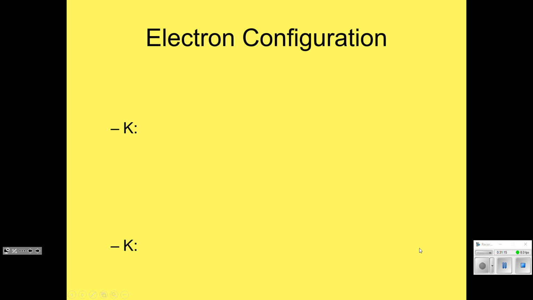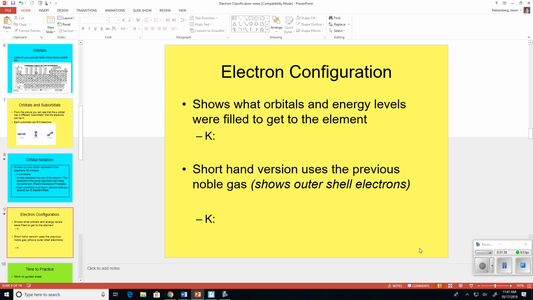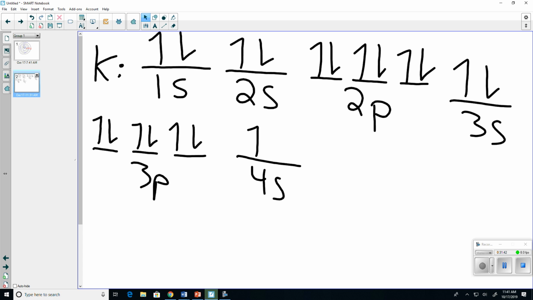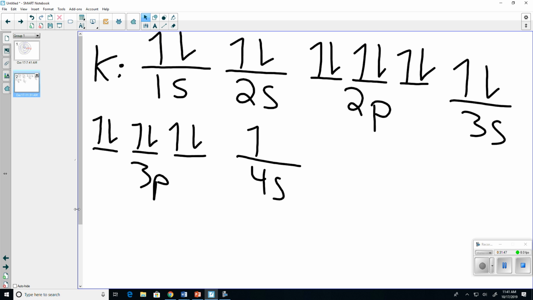That being said, there's two shorter ways to do what we just did, because sometimes we don't need to know the spin of the electrons, for example. So we need to know also how to do what's called electron configuration. What this says is we're still going to show what orbitals and energy levels we have, and we're not too worried about the spin of the electron. So I'm going to go back to my smart notebook here. And if you remember, this is what our orbital notation is. We're going to summarize it a little bit.